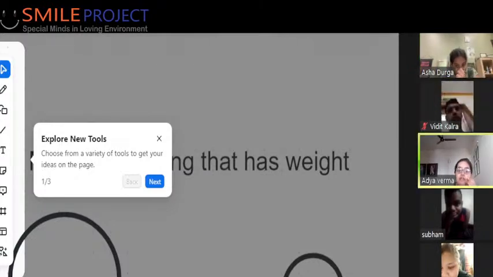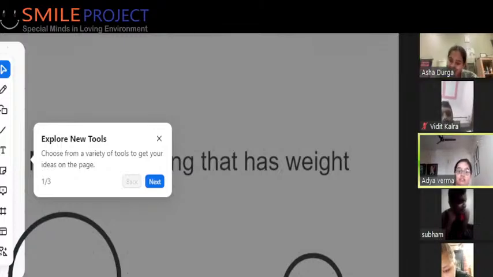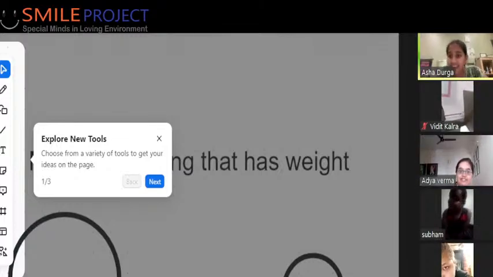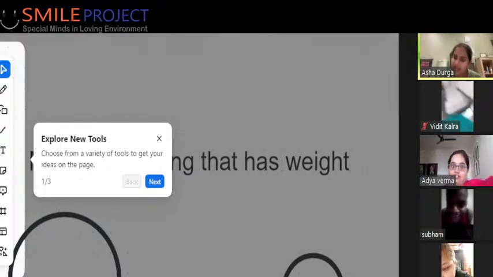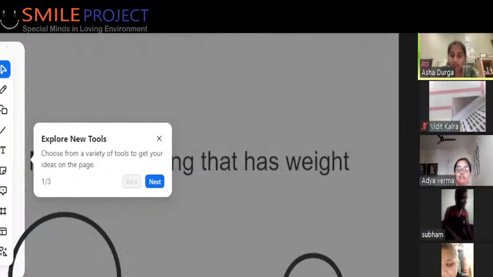Because paper can float. No. Paper cannot float in the air. Paper can fly. Paper doesn't have wings. Does paper have wings? No. You're very close, Adya. Paper is lighter than the phone.